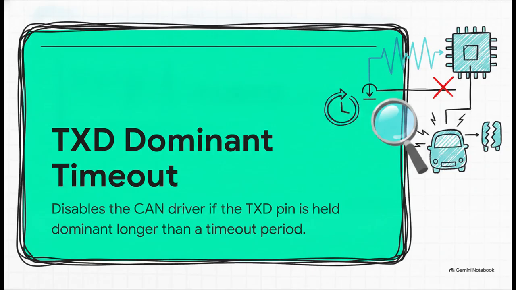So if a broken node gets stuck continuously transmitting a dominant state, it completely overwrites all other traffic. No other machine on that entire network can communicate. It is a catastrophic network jam. But the DTO is a dedicated hardware protection circuit that watches the TXD pin like a hawk. If it's held dominant, meaning a low state, longer than a specific safe timeout period, the chip automatically steps in and physically disables its own CAN driver.